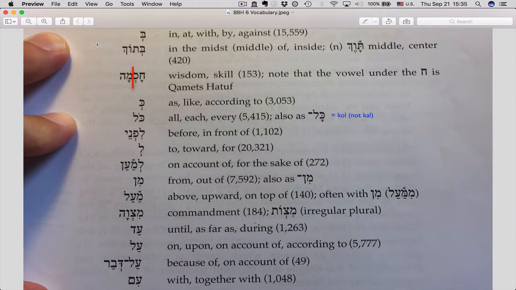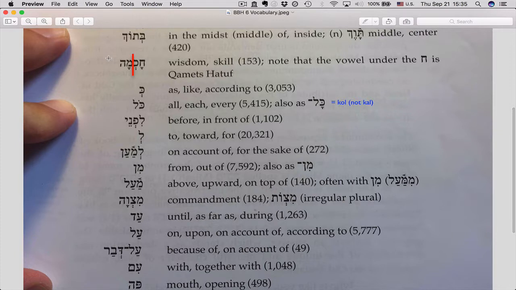The most common and multi-purpose preposition, b, in, at, with, by, against. That seems like a lot of meanings for one word. It is a lot of meanings for one word. B. And that is one of those inseparable prepositions. It'll just stick with the word it goes with.